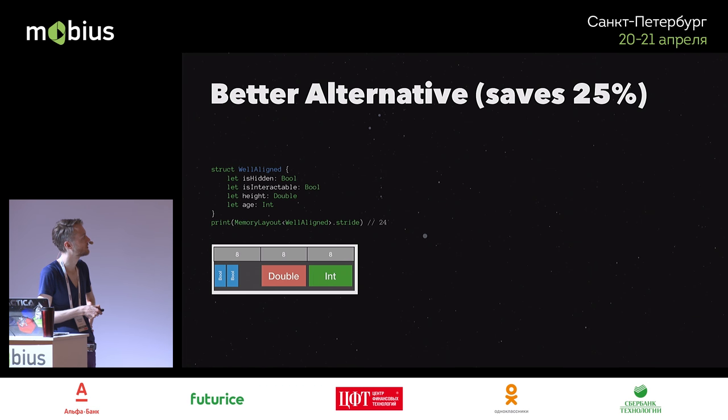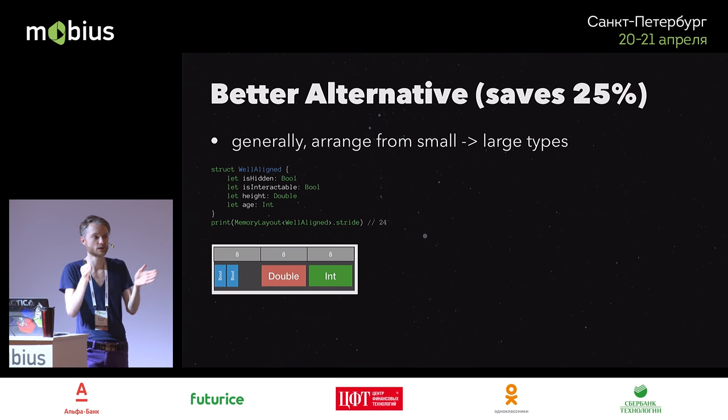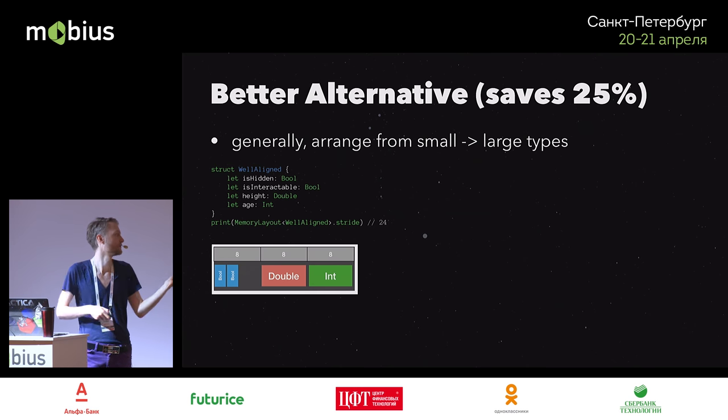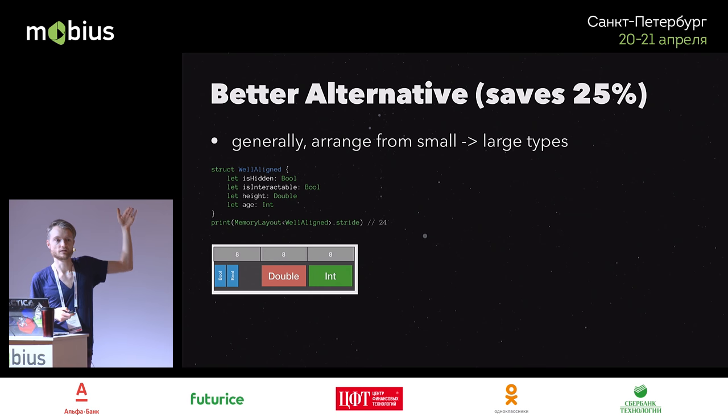By changing the order, I moved this one over here, and now we have way less memory wasted. Our overall stride went down from 32 to 24 bytes, which is 25% better. So we just changed the order of our variables. If you have a large struct and you order them completely randomly, you have a lot of these gaps. By ordering all our little variables nicely, we can make the memory of our program go down.